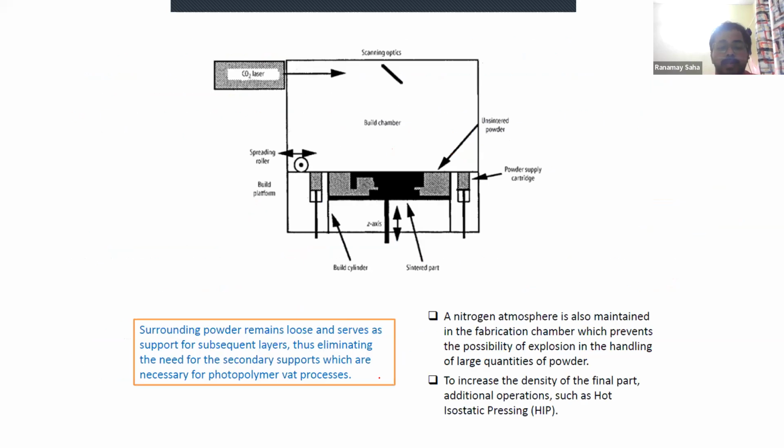And then the nitrogen atmosphere has to be maintained in the fabrication chamber to prevent the possibility of explosion in the handling of large quantities of powder. Okay? And then to increase the density, we use hot isostatic pressing as the post-processing of the additively manufactured product.